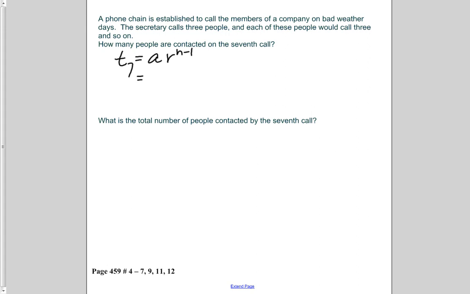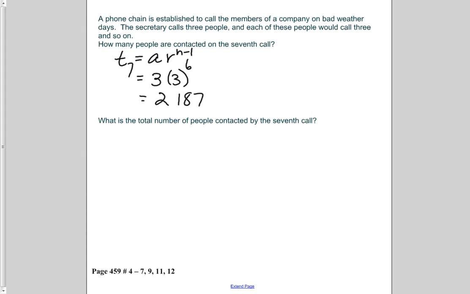The initial call involved 3 people. And from there on, they would triple. And 6 is our exponent. 3 times 3 to the 6th gives us 2,187 people being called. This is a really big company. This is bigger than Erie Meats. Contacted on the 7th call.